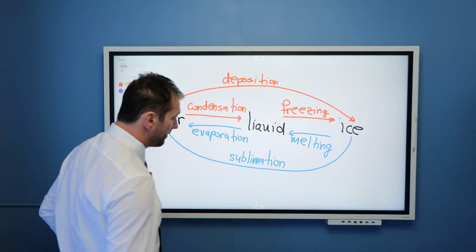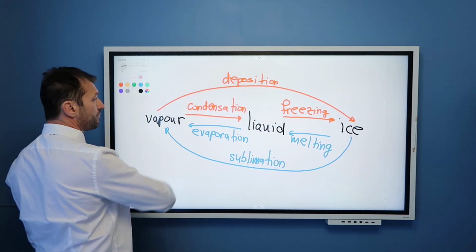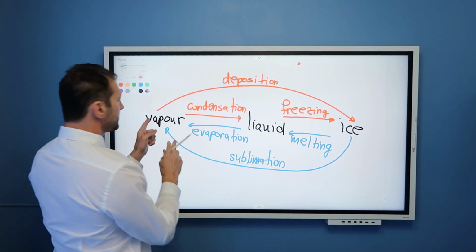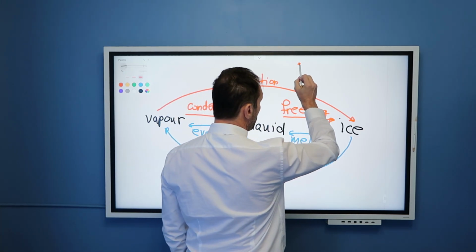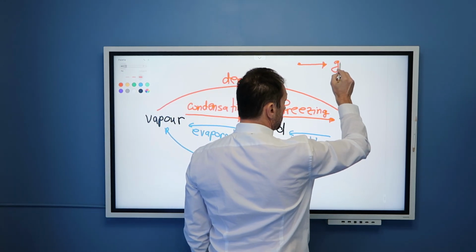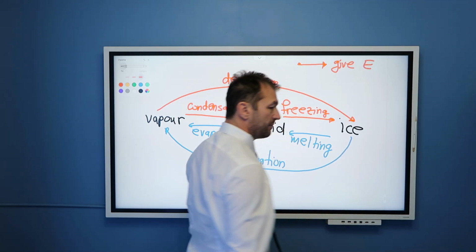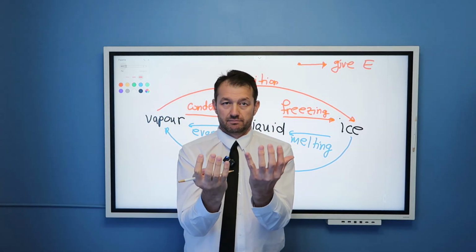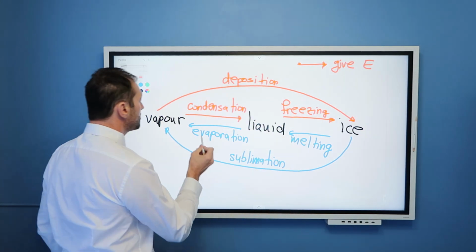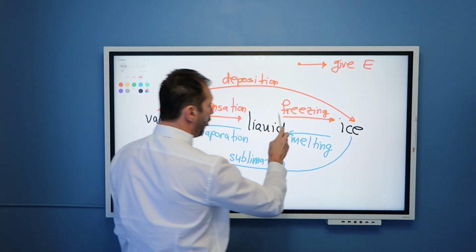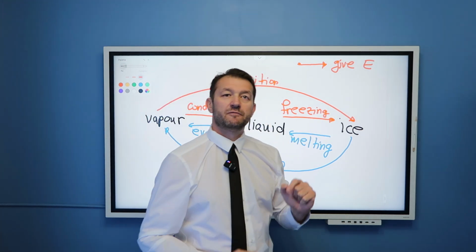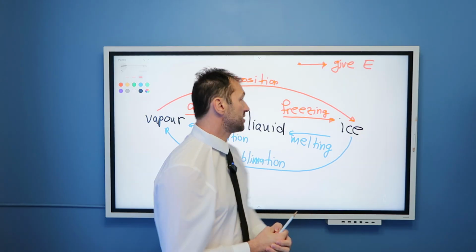Now, why did I use different colors here? The reason is very important actually. All these arrows that are red, you will see they go from left to right. So all arrows that go from left to right give energy to the system. So if we have a volume of air, and by system I mean air, in which we have either condensation or freezing or deposition, then that volume of air will get energy from these phase changes.